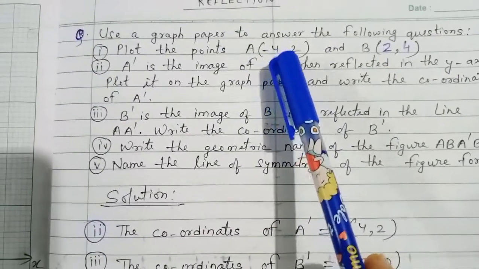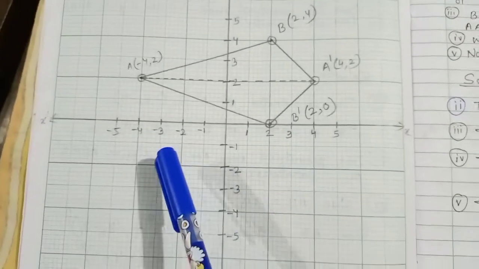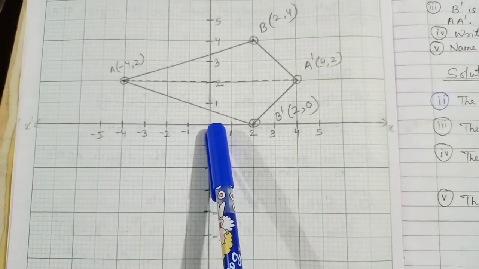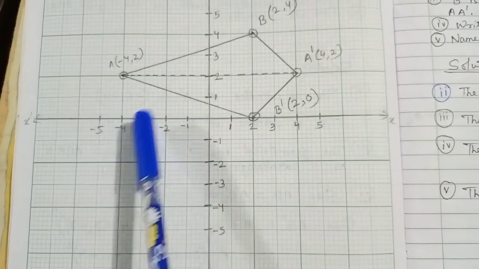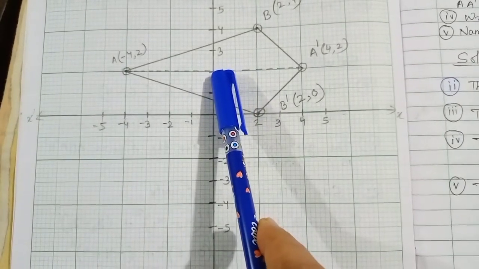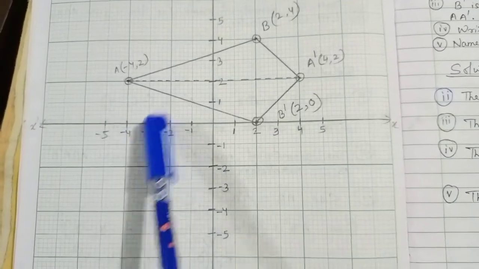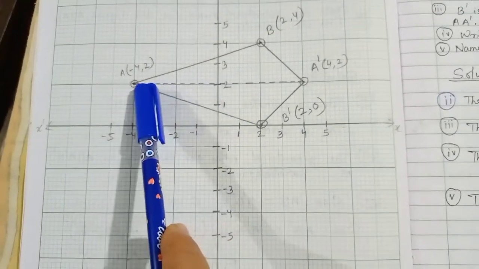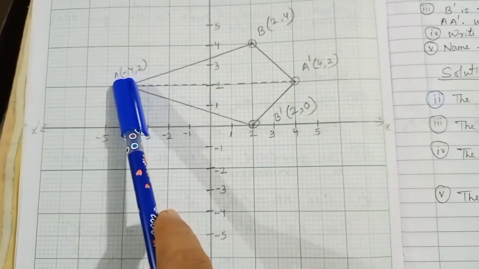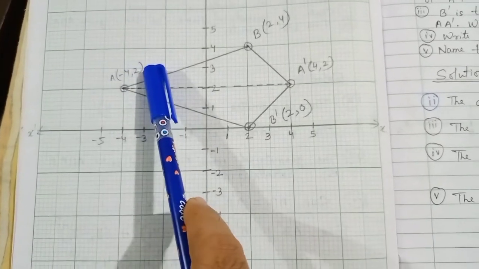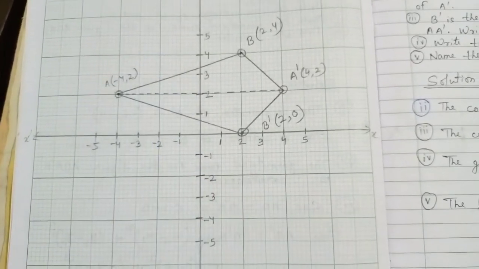Now I have to plot point A, minus 4 comma 2. So my minus 4, 2 will be here, children. Minus 4 of the x axis and plus 2 of the y axis. First is my x axis, second is the y axis. So minus 4 and plus 2 meet at this point. So this is A, minus 4, 2. So plotting of A is over.